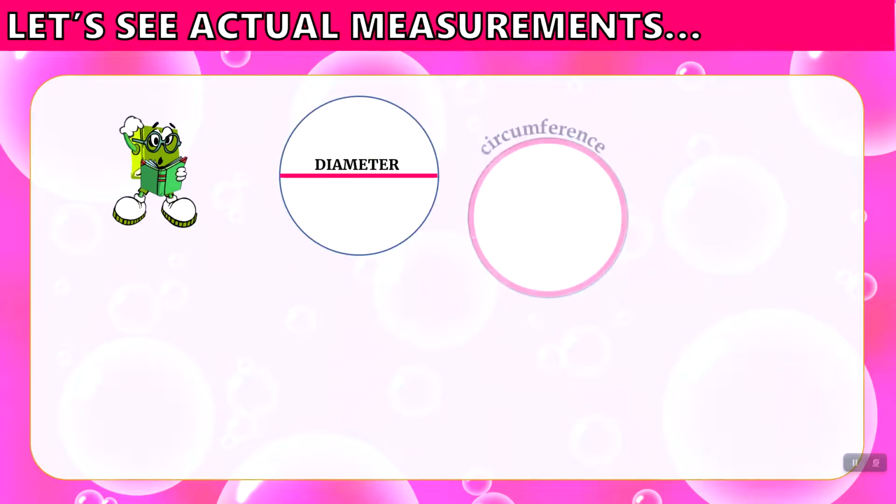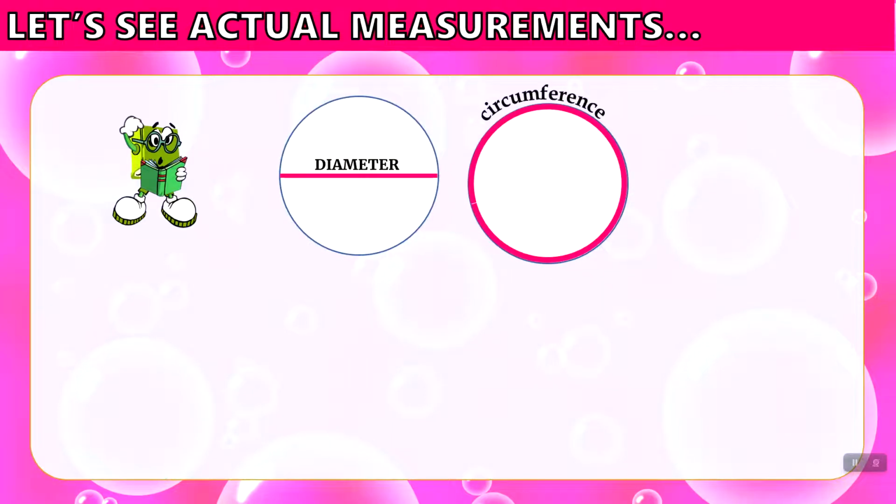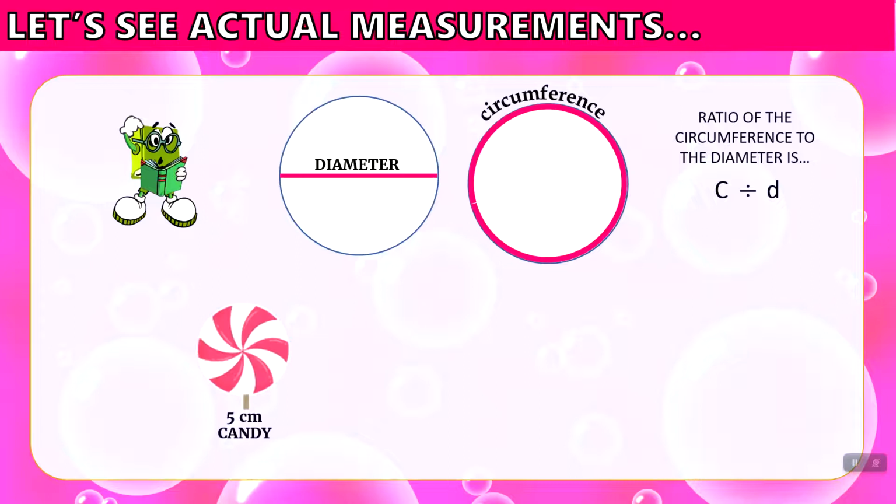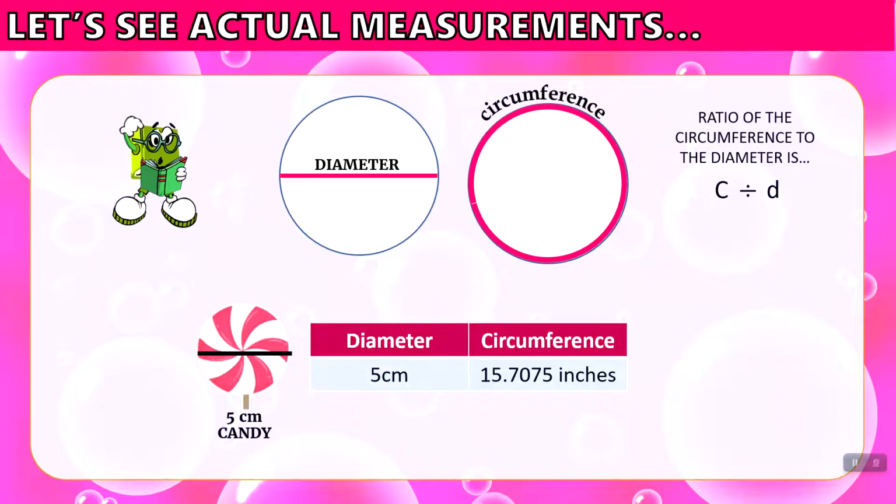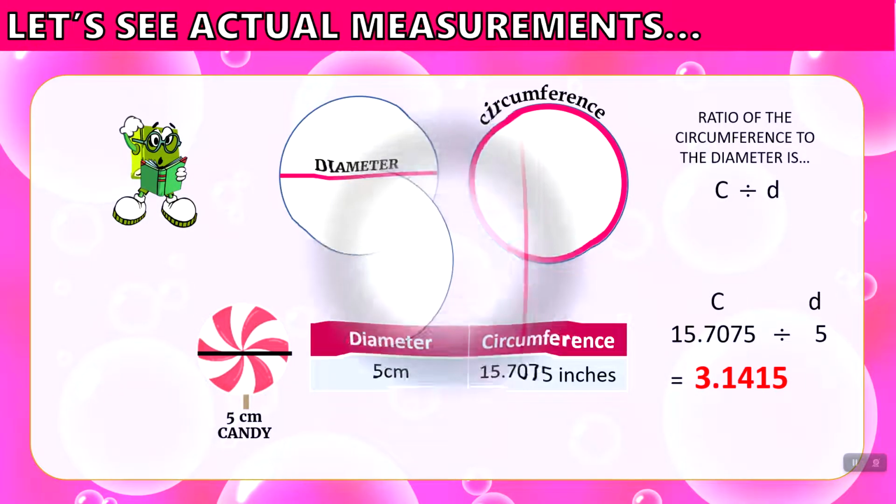Again, we look at the diameter and the circumference and see how they are related. We will look at the ratio of the circumference to the diameter, C divided by D. If we take a 5 centimeter candy, we measure the diameter and know that it's 5 centimeters. And we know that the circumference is 15.7075 inches. When we divide C, which is 15.7075, by D, which is 5, we get 3.1415.